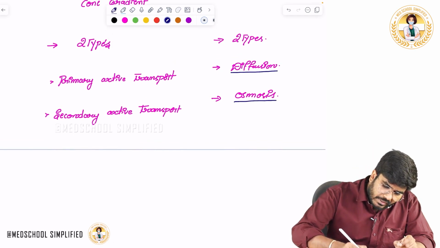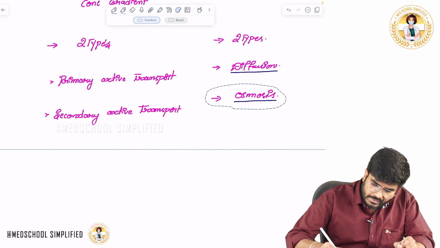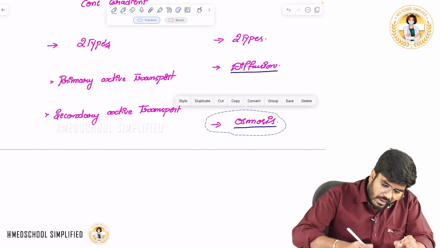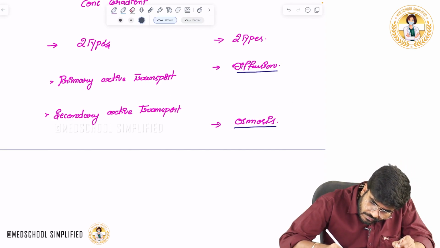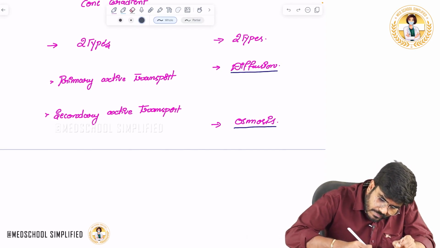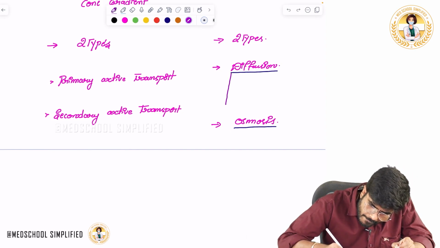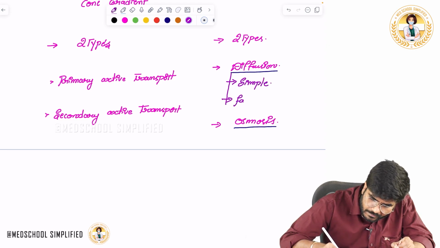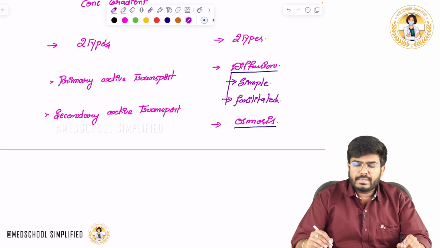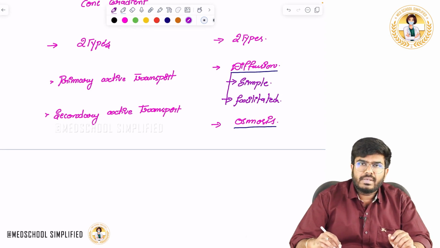Having said that, now let me add a few more points. Here, diffusion is again of two types. There are two types of diffusion. What are they? Diffusion includes simple diffusion and facilitated diffusion. We will discuss them in a minute.